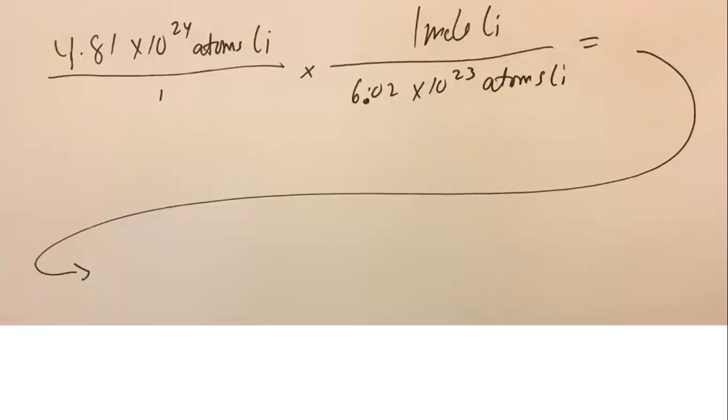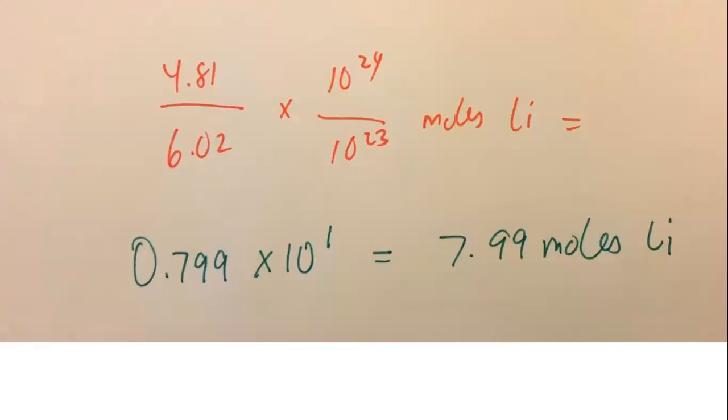In this next one, we have a giant number of atoms, and we have to go to moles. We're going to go from particles to moles again. 4.81 times 10 to the 24th. That's a big number, bigger than a mole, divided by the conversion factor, 1 mole over Avogadro's number. Now we're going to break it up again. We're going to have the 4.81 divided by 6.02 and the 10 to the 24th divided by the 10 to the 23rd. And the units are correct here, moles of lithium. So we have 7.799 times 10 to the first. 10 to the first is equal to 10. So we'll just fancy this up and make it 7.99 moles of lithium.